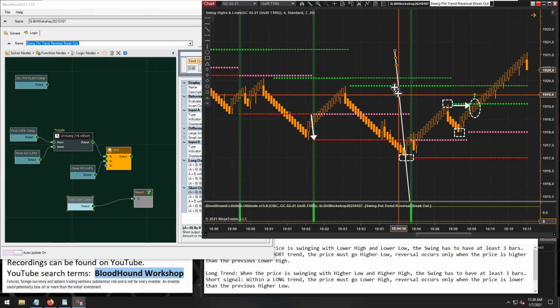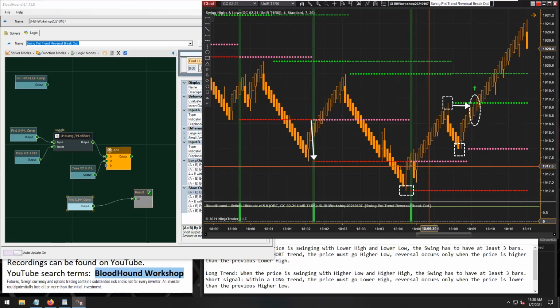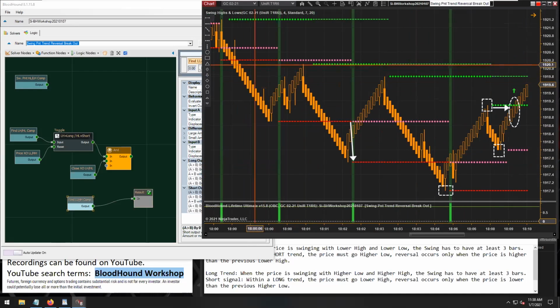Ooh, what happened there? All right, let's get rid of that. So we can see, if we follow the red hash lines, which are our widest bottoms, when it steps down, we get a long signal. Steps down, we get a long signal. Steps down. So we're getting a long signal whenever a lower low is being identified.